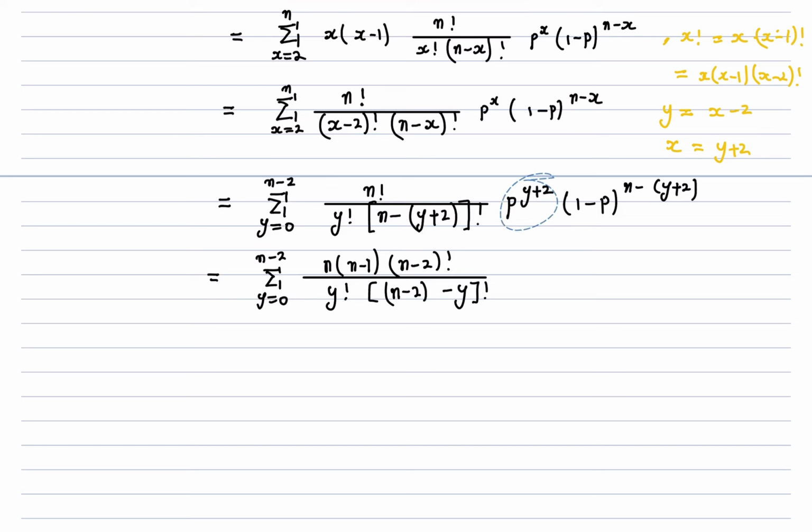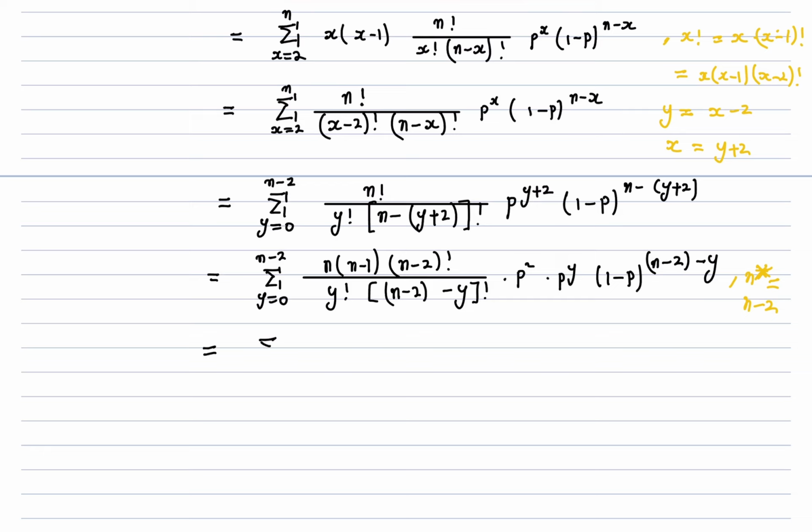This p to the y plus 2, we're going to rewrite as p squared times p to the y. And then this expression at the back here, we're going to still have the 1 minus p, but now we're going to rewrite this as n minus 2 minus y. And now we're going to make this very important n star substitution, which is going to be n minus 2. So we're going to say n star is n minus 2. So wherever we see n minus 2's, we're going to substitute with n star.